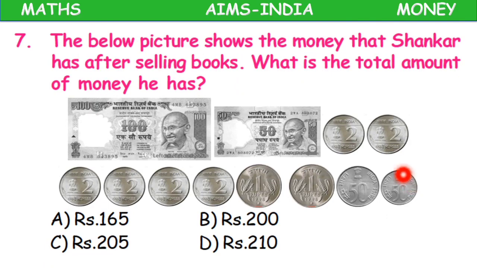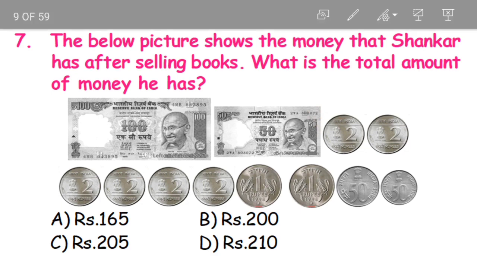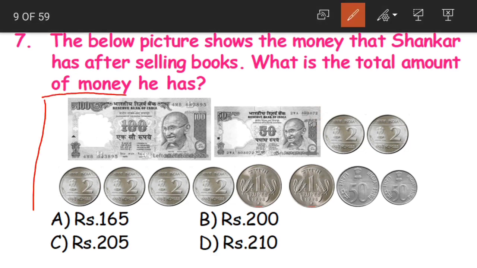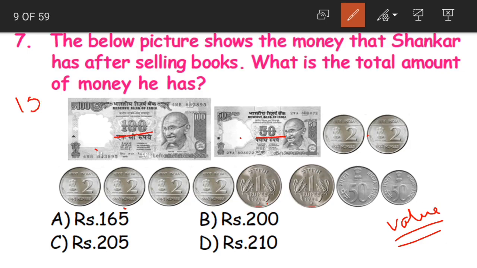Moving on to next question 7. The below picture shows the money that Shankar has after selling his books. What is the total amount of money he has? What are they saying? Now this here is the total amount our Shankar has after selling his books. We should find out the total amount. That means we have to find out the value here. Add all these together. 100 plus 50, 150, plus we are having 1, 2, 3, 4, 5, 6.